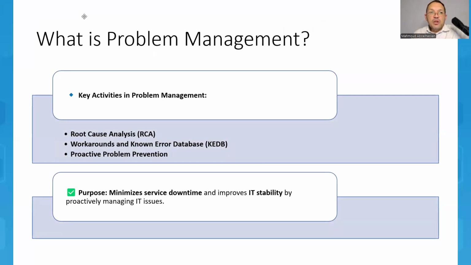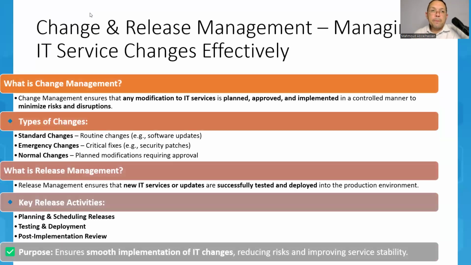Now we need to define what problem management is. Key activities in problem management include the root cause analysis, RCA, the workarounds and known error database, KEDB, and proactive problem prevention. The purpose of the problem management process is to minimize the service downtime and improve IT stability by proactively managing IT issues.